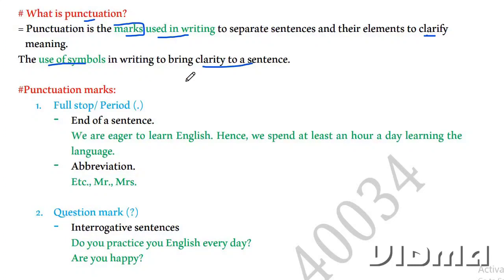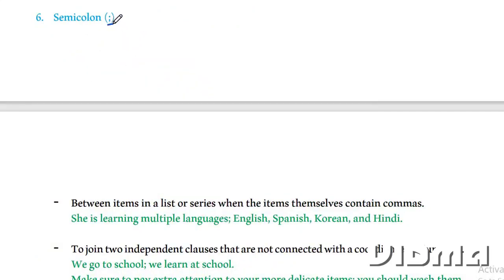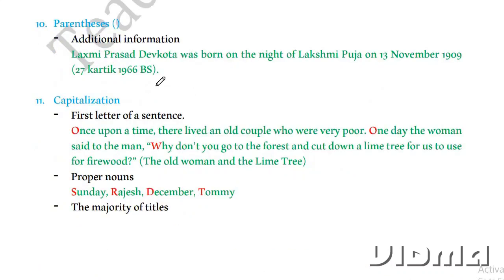So there are several punctuation marks. For examples, full stop, this one, question mark, this one, then exclamation mark or exclamation point, next one comma, then colon, next semicolon, apostrophe, quotation marks, ellipsis, parentheses or brackets. And these are 11 marks. Capitalization is not a mark, but this is also a punctuation rule. Capitalization. Now we will learn what are these punctuation marks one by one.